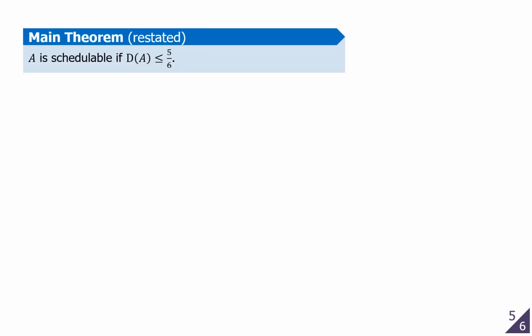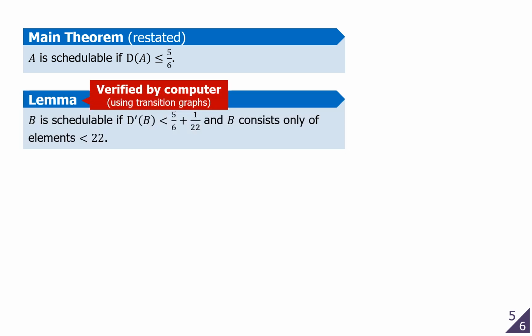Here's the statement again. If an instance A has a density at most 5/6, then A is schedulable. We can't check all the infinitely many instances A, so instead I used my computer to establish this lemma. Just like the theorem, the lemma says that low density implies schedulability, but it asserts this only for instances B containing periods at most 22. That means we have only finitely many B to check, which is good news for my computer. Bad news is that the criterion for low density is now slightly relaxed. It's now 5/6 plus 1/22.